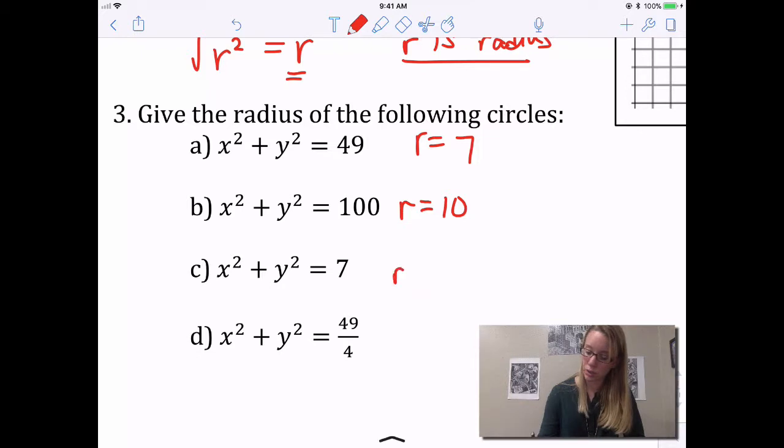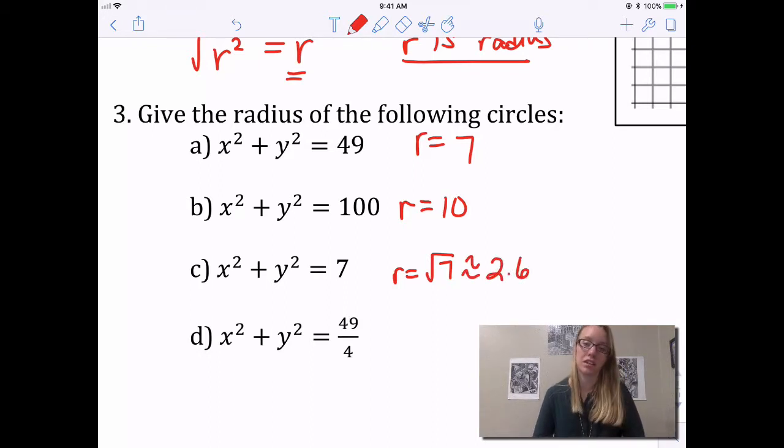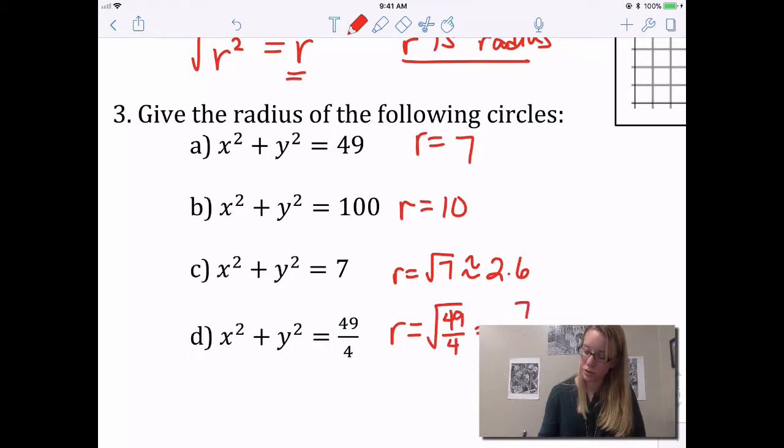C, I get the square root of 7. I can't actually break that down. That's just the square root of 7. I could also say that that's about 2.6 if you plug that into your calculator. And the last one is x squared plus y squared equals 49 over 4. So r is the square root of 49 over 4, which the square root of 49 is 7, the square root of 4 is 2, so I get 7 halves, which is 3.5. I take any of those answers.